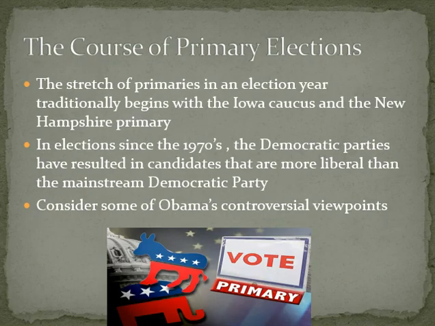The stretch of primaries in an election year normally begins with the Iowa caucus and the New Hampshire primary. So these are the two states that hold the first caucus and the first primary in an election year. Very important to know that that is a test question. In the elections since the 1970s, the Democratic parties have resulted in candidates that are more liberal due to where the caucus and the primary take place.